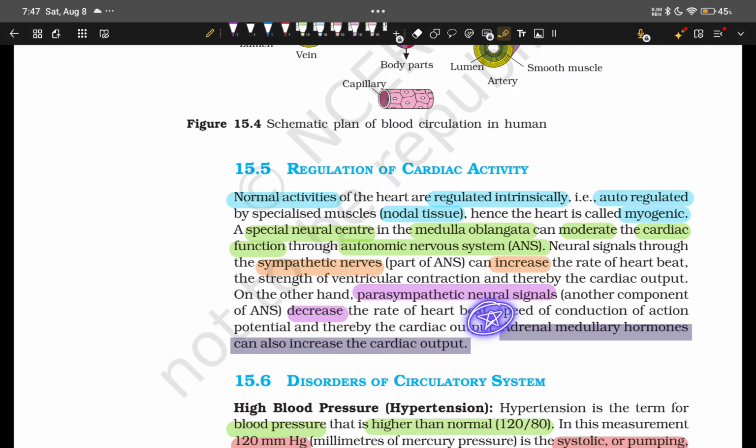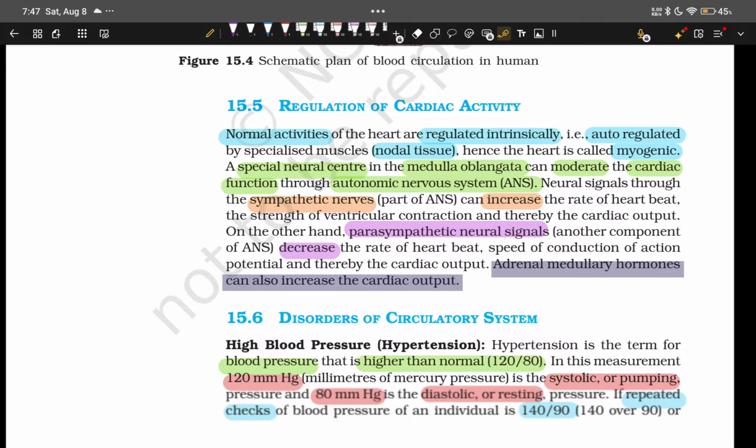One more important thing is that hormonal system also controls the rate of heartbeat, which is adrenal medullary hormones can also increase the cardiac output. You have to understand, adrenal medulla is responsible for increasing the cardiac output, not the adrenal cortex. Just remember, this can be asked very easily.